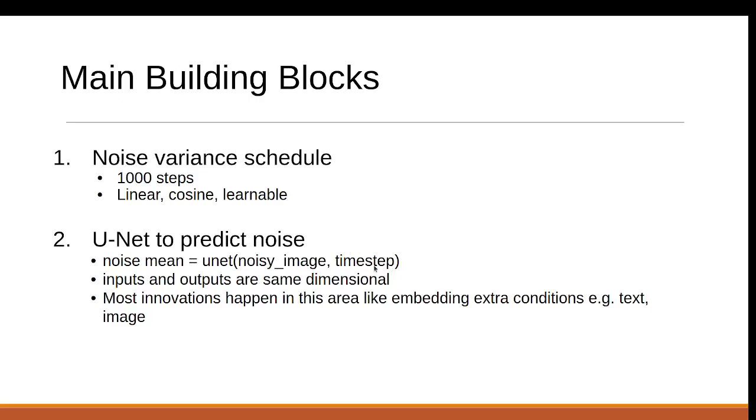Why do we need to pass in a time step to the UNet? That is because, like I mentioned, we have this variance schedule. So every time step uses a different noise. That's why the UNet needs to know which time step, so it can work out what kind of noise level it will need to produce.